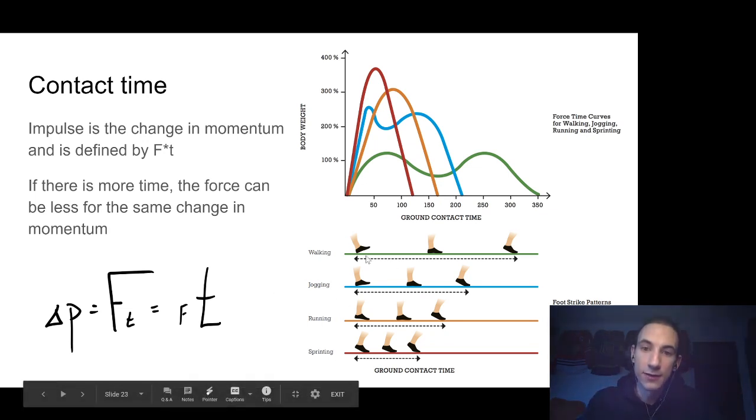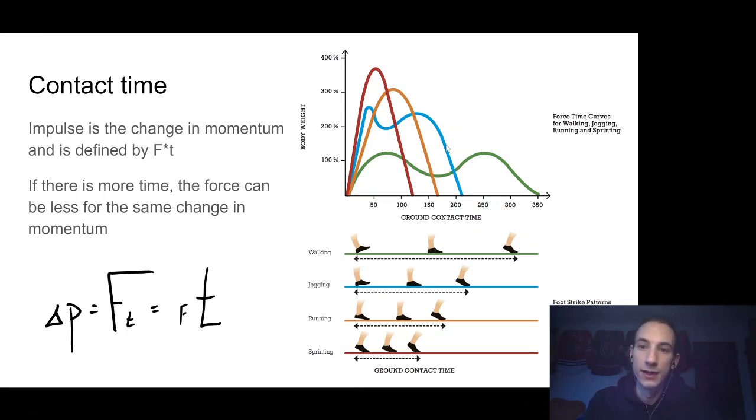Here we have a diagram where we show that when walking, you're in contact for a long amount of time. Walking is this green line. When you're jogging, you have less contact time, more force. When you're running, you have more force, less contact time. And then sprinting, a lot of force, you're really pushing into the ground with less contact time. All of these probably have about the same change in momentum. When you're running, it may be a little bit more. But they all have about the same change in momentum. But we see that when you're walking, you need a lot less force because that time is greater.